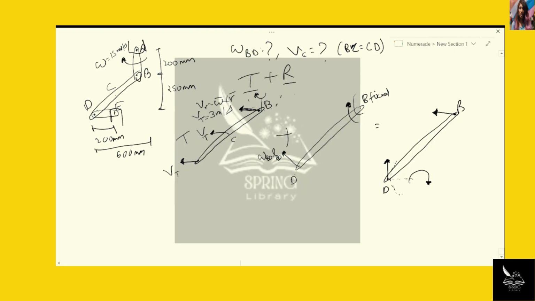Okay. Now, looking at this diagram, we can see that we need to break down this omega LBD into vertical and horizontal components.